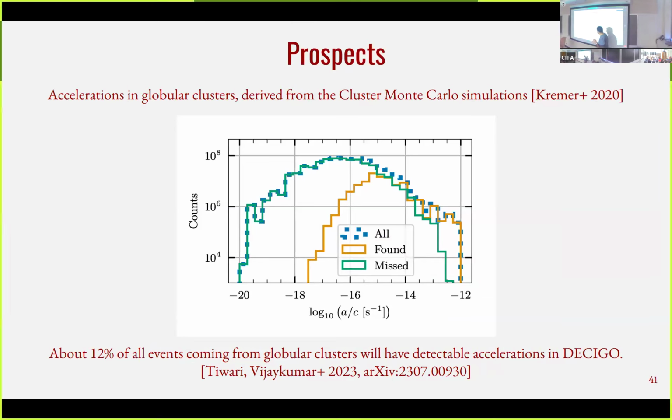This is just another project that a student I worked with did, where we took all the simulations that, for instance, Claire does, the cluster Monte Carlo simulations of globular clusters, and tried to find out what the accelerations of merging binaries in those globular clusters were. Basically, this is the histogram. The blue dotted line is the total histogram of all sources, of all accelerations, whereas the orange line is the histogram of found accelerations, the ones that we can detect. As you can see, any accelerations above roughly 10 to the minus 16, you can detect.